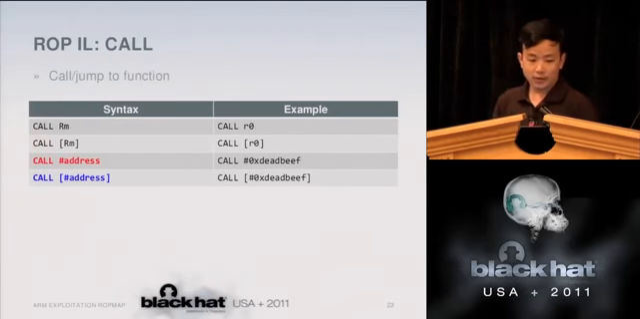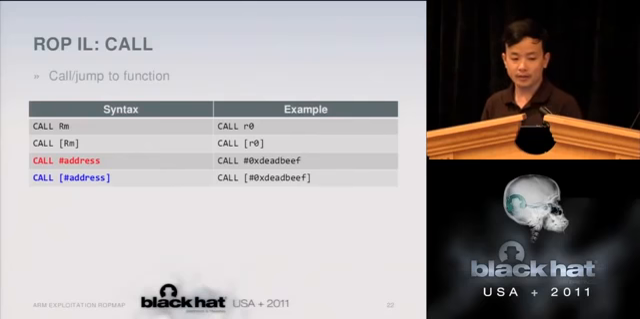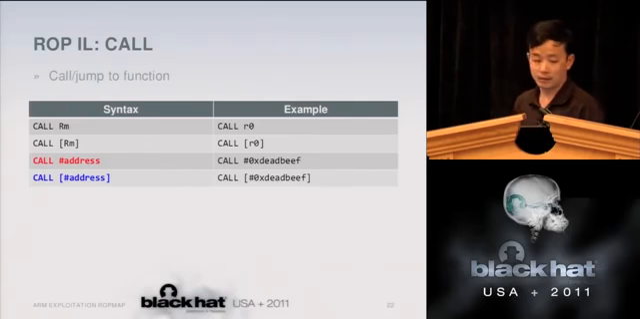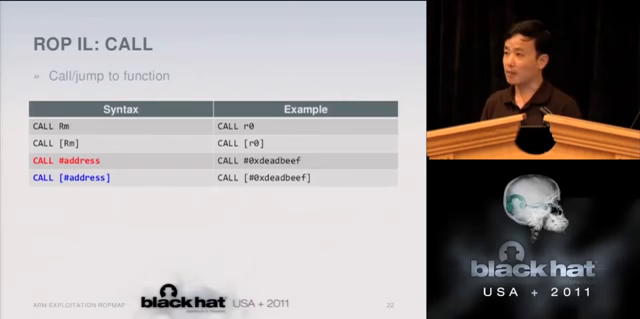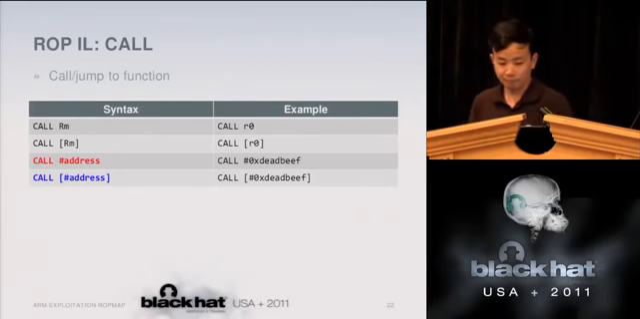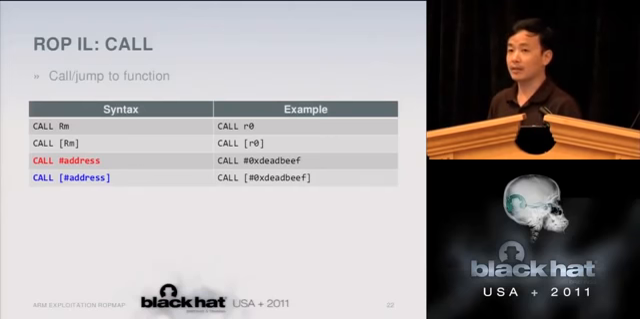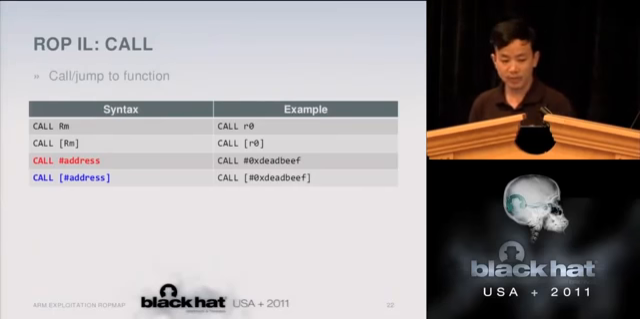The call instruction is the synonym for call or jump to a function. Here we can call by a register, like an indirect call to a register reference, call by an address, and call to a value referenced by an address, like calling an entry in the GOT table, for example.